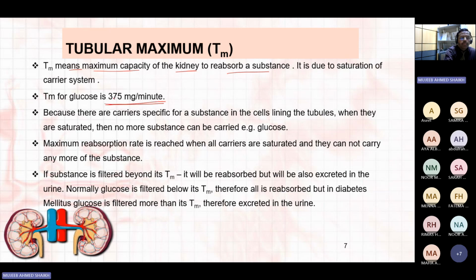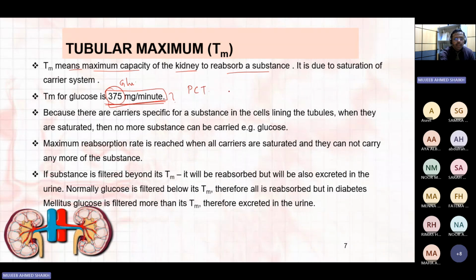Which value are we talking about now? 375 in blood or 375 in the filtrate? This is a question. Where is this 375 present? Is 375 milligram of glucose present in blood, or in the renal tubule, the proximal tubule? Yes, it is in the proximal tubule, it is filtered, PCT.